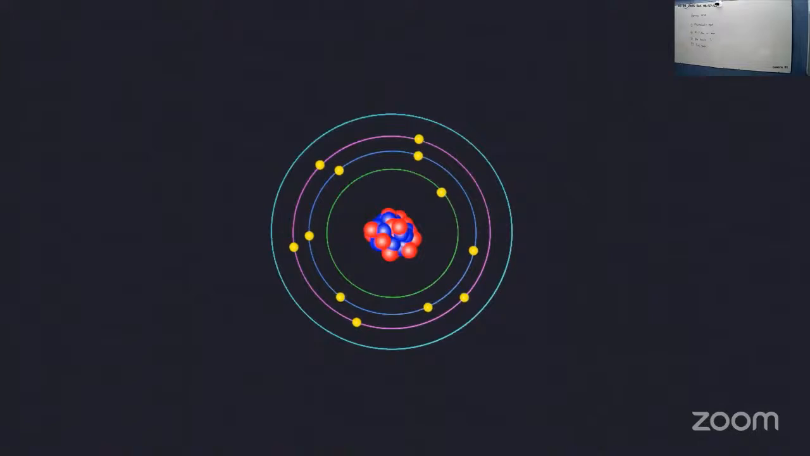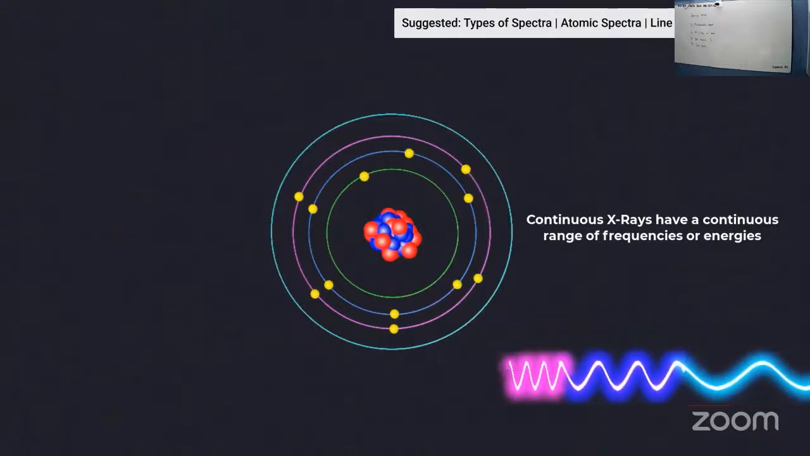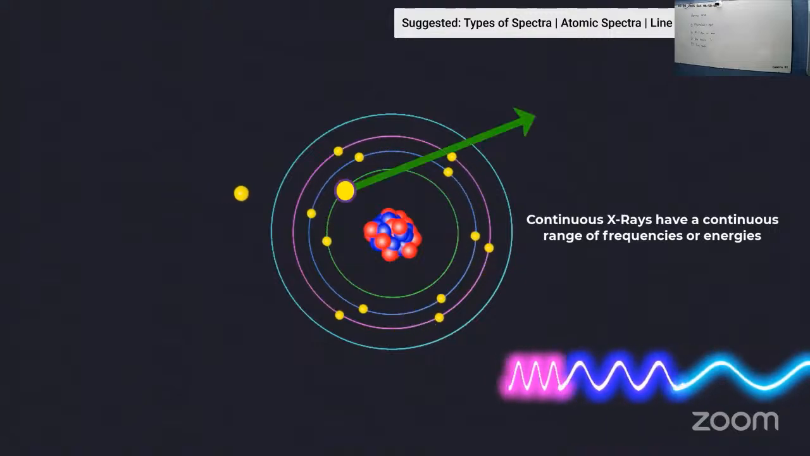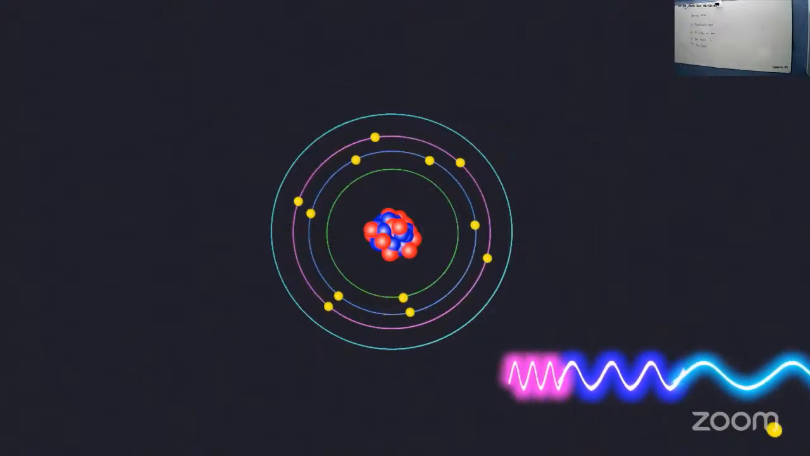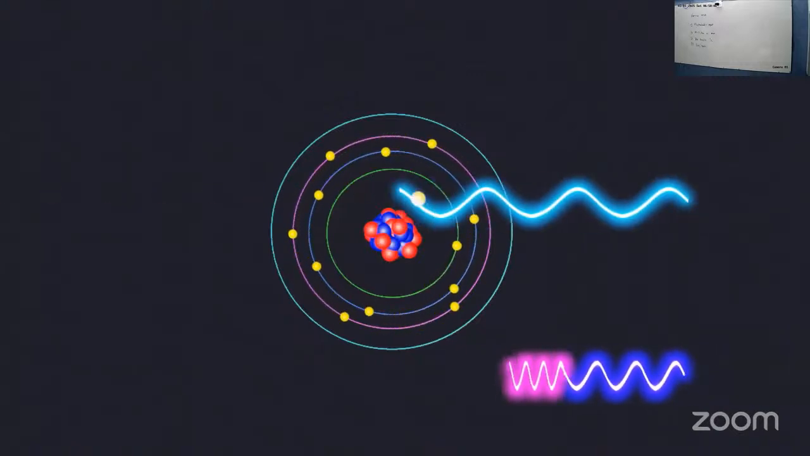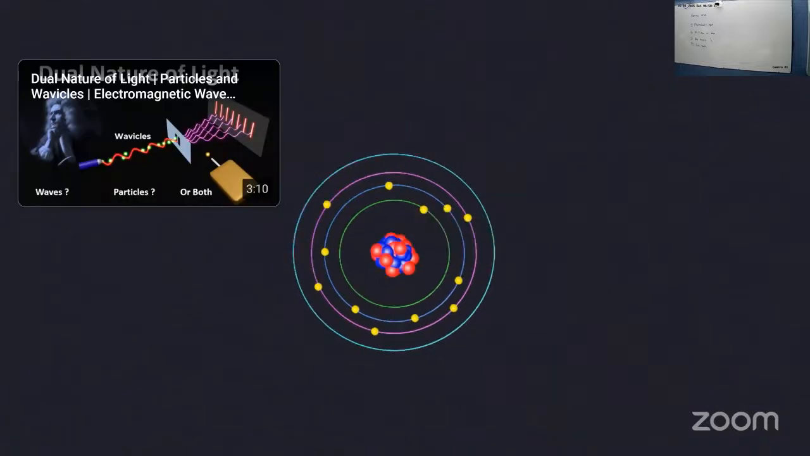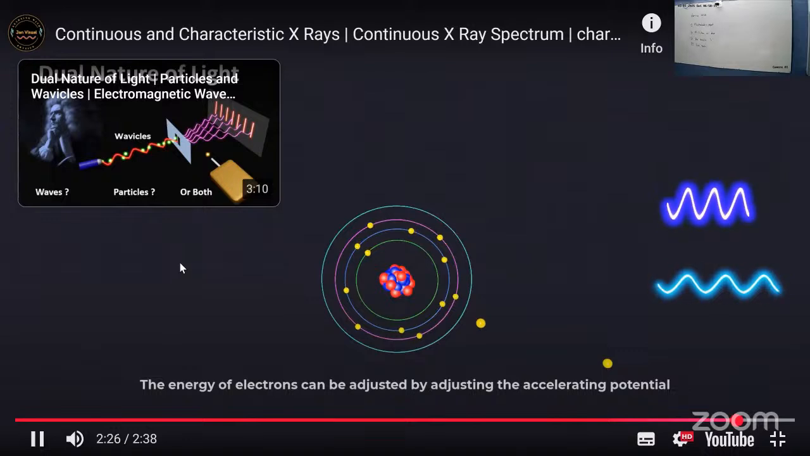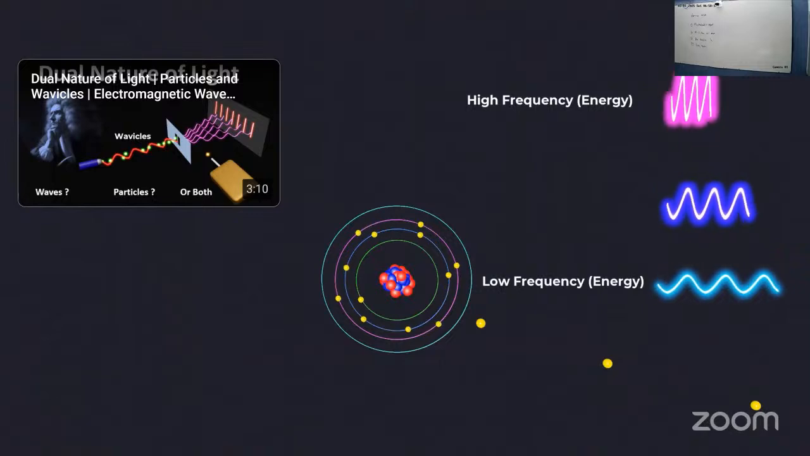On the other hand, continuous X-rays have a continuous range of frequencies or energies. They are produced when high-energy electrons interact with target atoms, but instead of causing inner shell ionization, they are slowed down and deviated from their original paths by the nucleus of the target atoms. During this deceleration process, the electrons lose energy, and this energy loss is emitted as continuous X-rays. The energy of the emitted X-rays depends on the energy of the bombarding electrons, and by adjusting the energy of the electrons, you can obtain X-rays of different frequencies or energies.